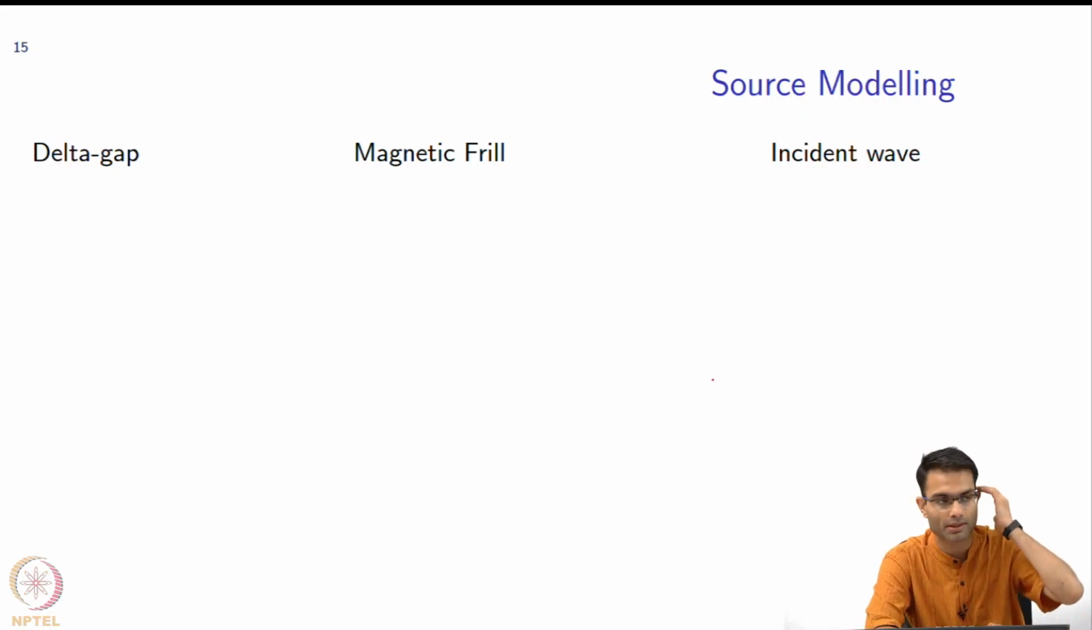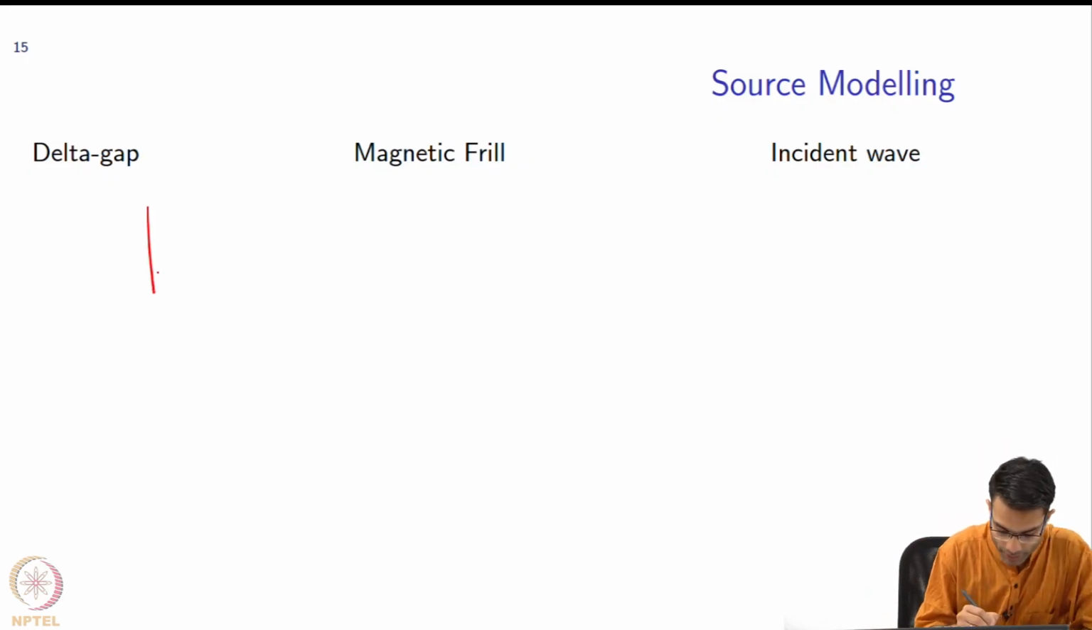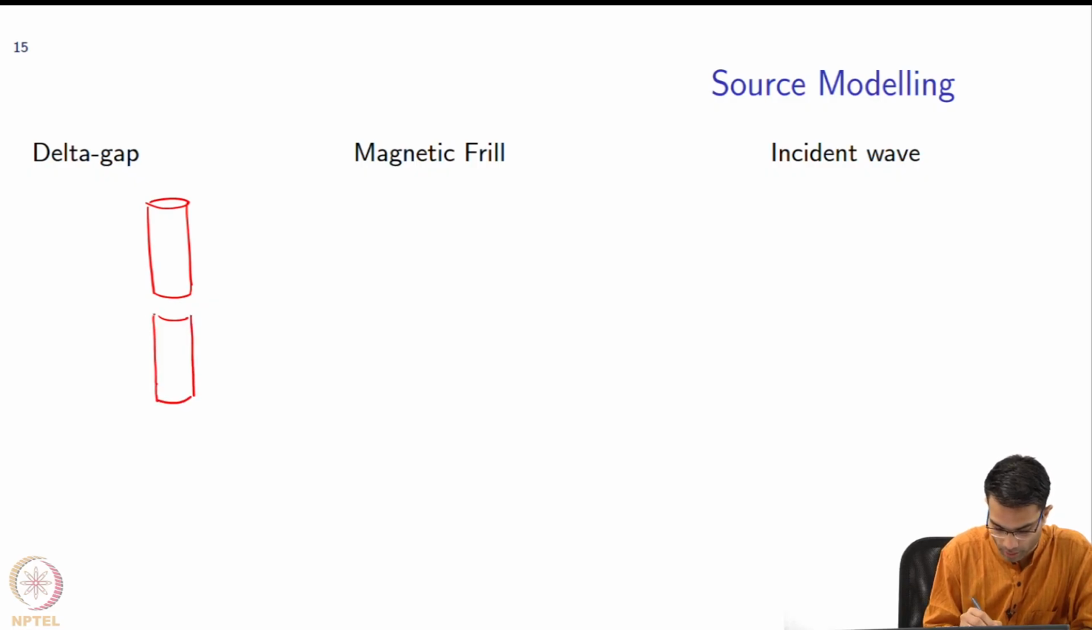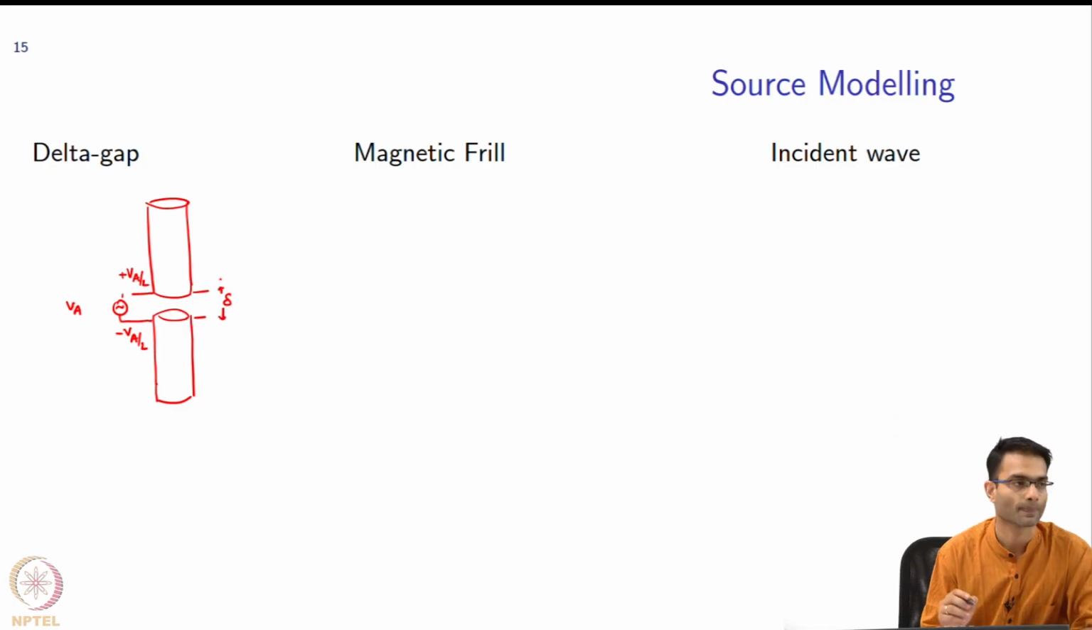So, in the literature there are three popular ways of doing this. One I have already indicated to you. Here is your wire. I am just going to split it by a small gap delta, and I am going to connect this to a generator which puts some voltage VA. So, this is at plus VA by 2 and minus VA by 2, and this distance is delta.